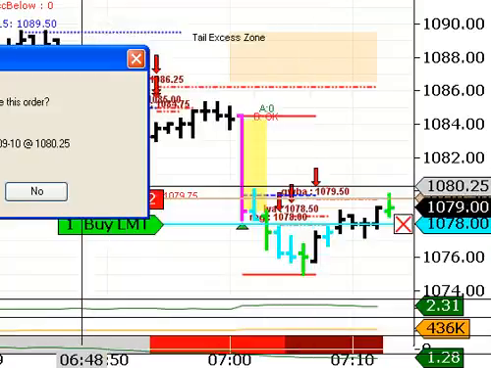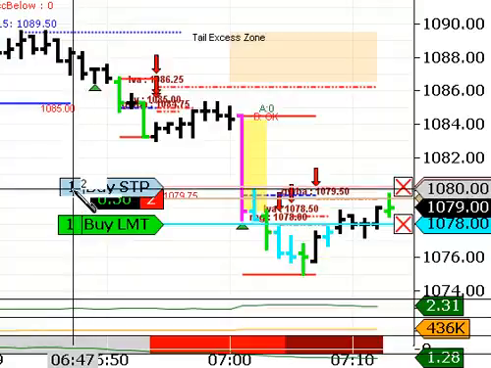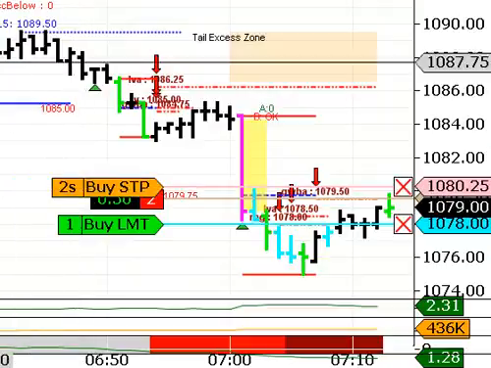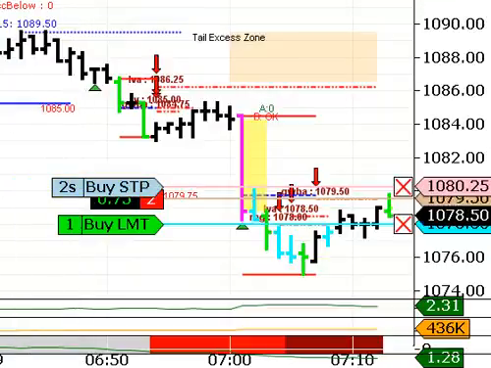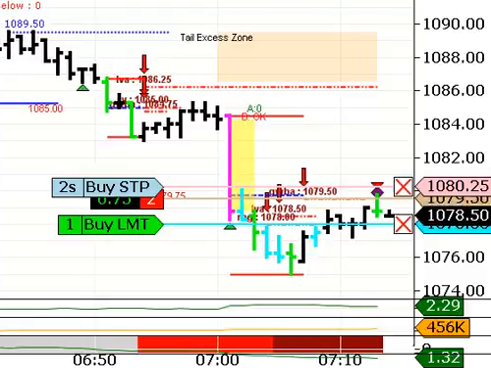78 even, and I will now put in my buy stop 3 ticks above my entry price. This buy stop will be at 1080.25 because I'm short from 1079.50, and you can see that I put that in for 2 contracts because I have 2 contracts remaining on this 4 contract trade that I've just executed here.